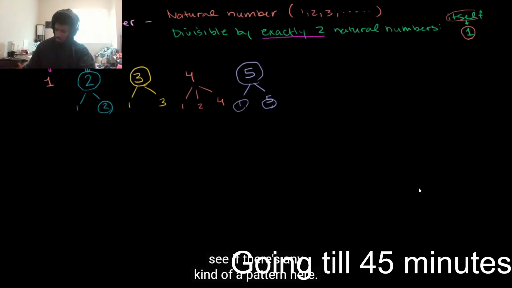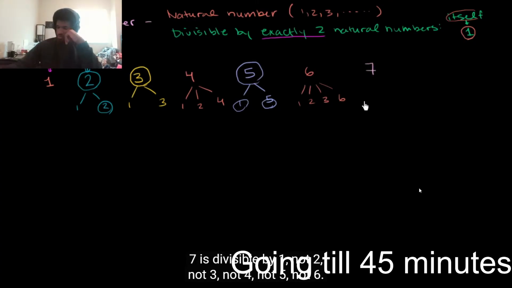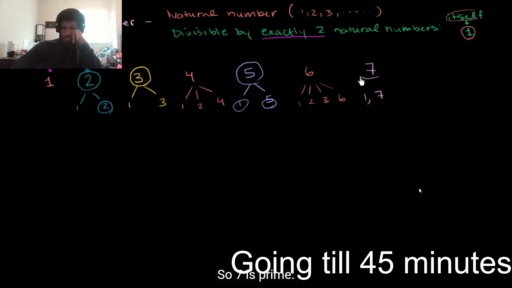Let's keep going just so that we see if there's any kind of a pattern here. And then maybe I'll try a really hard one that tends to trip people up. So let's try the number 6. It is divisible by 1. It is divisible by 2. It is divisible by 3, not 4 or 5, but it is divisible by 6. So it has 4 natural number factors, and so it does not have exactly 2 numbers that it is divisible by. So it is not prime. Let's move on to 7. 7 is divisible by 1, not 2, not 3, not 4, not 5, not 6, but it's also divisible by 7. So 7 is prime.